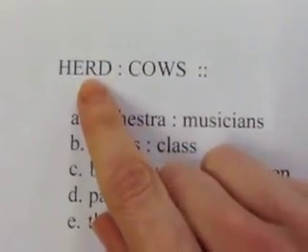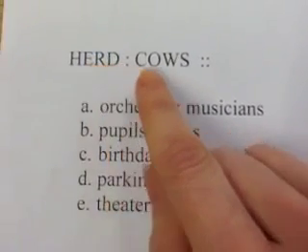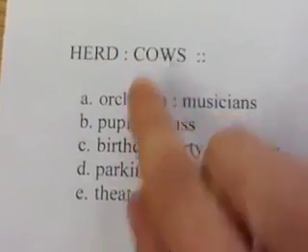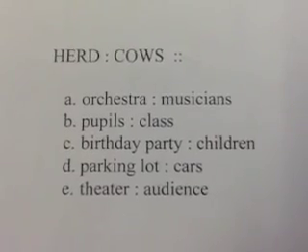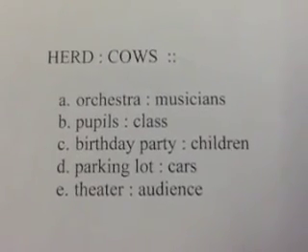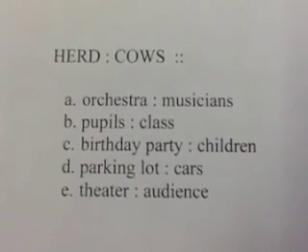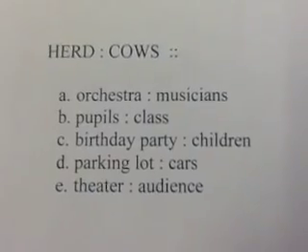We need to come up with a sentence that creates the relationship or explains the relationship between herd and cows, keeping them in the same order from left to right. So let's give that a try. I want you to hit the pause button and either write down or think in your head a sentence that explains the relationship of herd and cows. All right, let's talk about it.